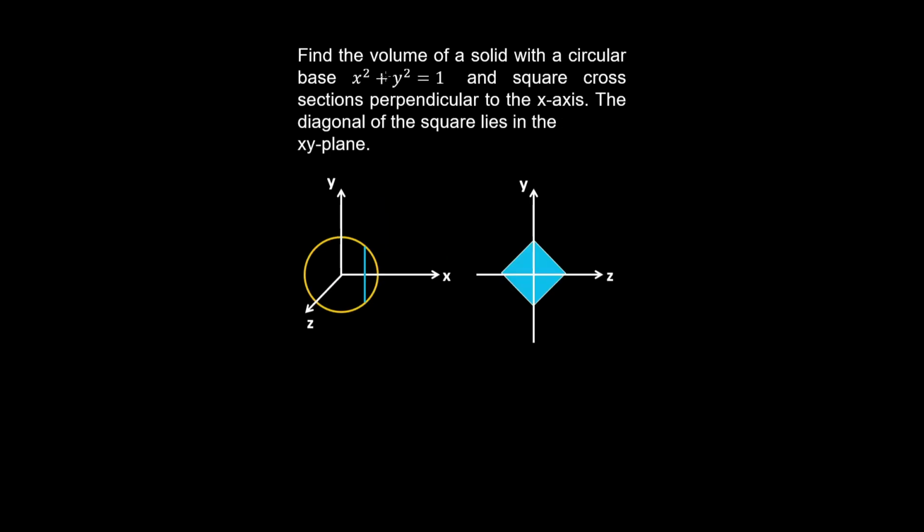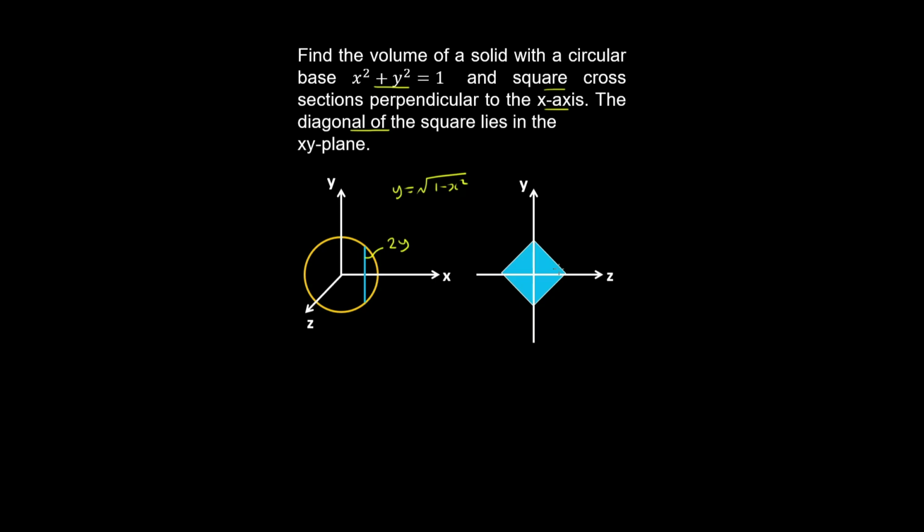Find the volume of a solid with a circular base and square cross sections that are perpendicular to the horizontal axis. So therefore the sections lie in the YZ plane. And the diagonal of the square lies in the XY plane. So the 2D shape looks something like this. So the diagonal here is described by 2y, where we're going to take y as the positive root of that equation.